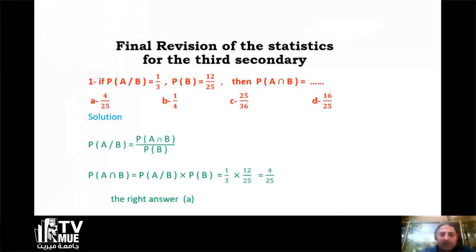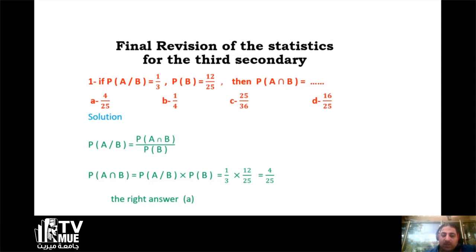النهاردة هنعمل نمبر 1. هنبدأ بالكويستشن. Probability of A/B equals 1 over 3, and we need the probability of the intersection. To solve this problem, number 1, we write the rule. The rule: probability of A. So to get the value of the probability of the intersection, we multiply probability of A/B times probability of B, which gives 4 over 25. So the right answer is A.